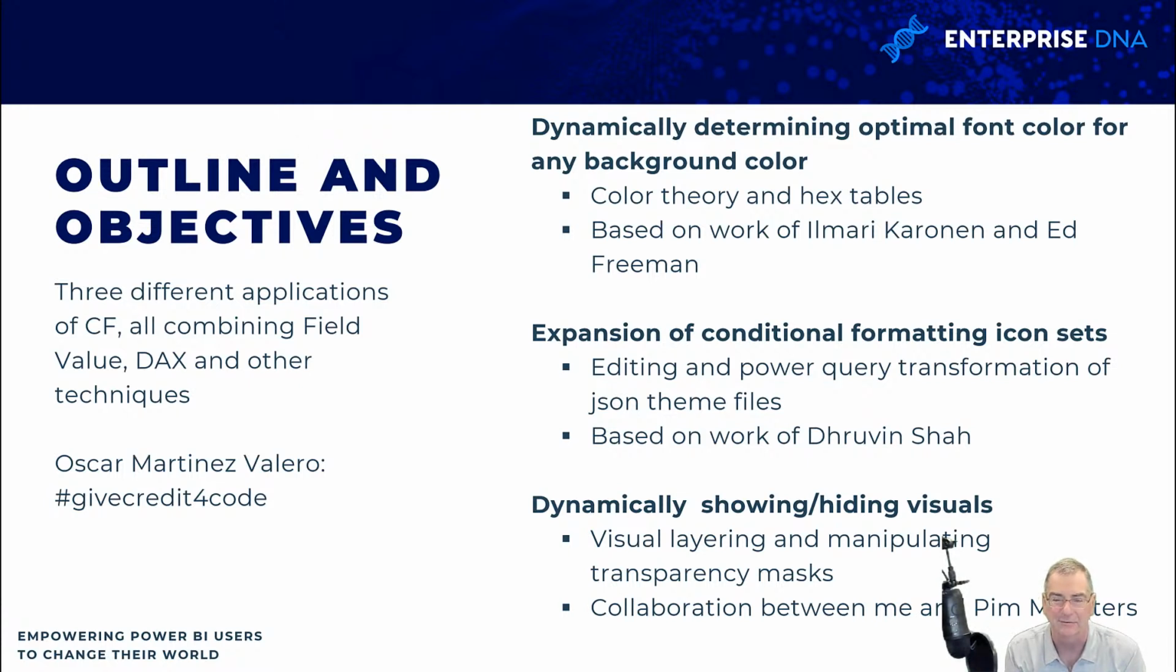And so to limit yourself to just 2 or 3 dozen in the drop downs within the rules set seems really restrictive. So this is based on some work by Dhruvan Shah, and it's a really flexible way to expand your conditional formatting icon sets. I'm going to show you some neat tricks based on that.